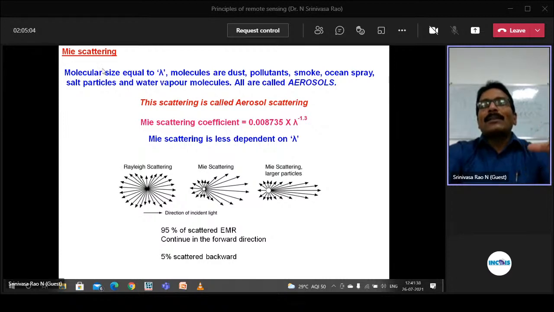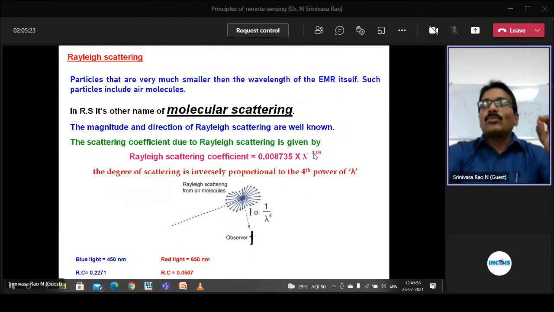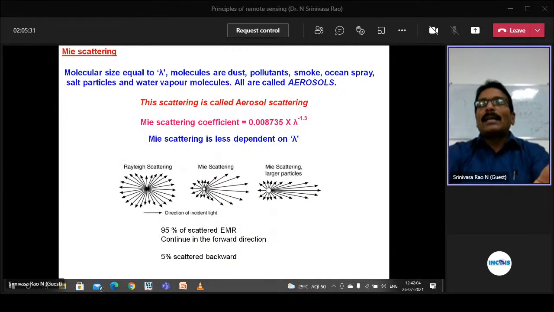So that is Mie scattering, we are calling it Mie scattering. Mie scattering is a little bit more complex compared with Rayleigh scattering. The equation of Mie scattering is 0.08735 times lambda to the power of minus 1.3. In the previous case it was minus 1.4, which means Rayleigh scattering is more dependent on the wavelength. With Mie scattering, it is less dependent on the wavelength.